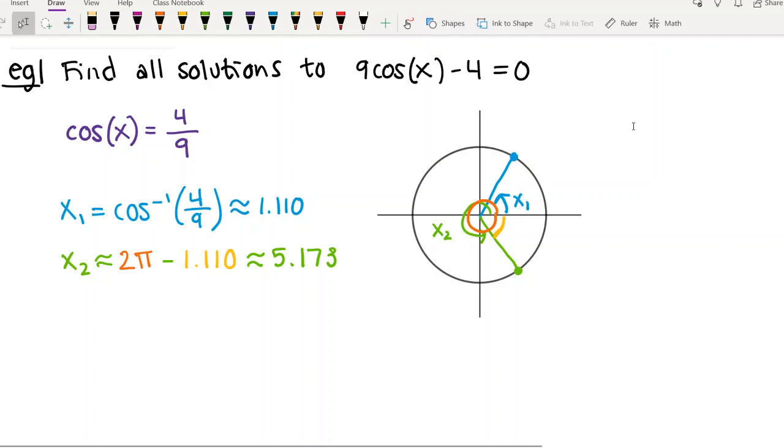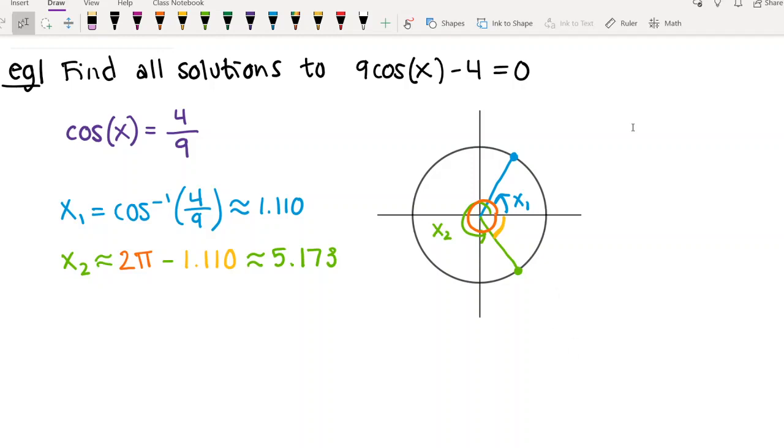So again, to find that second angle, we're just using geometry. We're just making sense of it: if I know this angle and I know that all the way around is 2 pi, how do I find the remaining angle? That's really the best way, and the way that I think most shows understanding rather than just trying to memorize some rule that doesn't work the same for every situation.